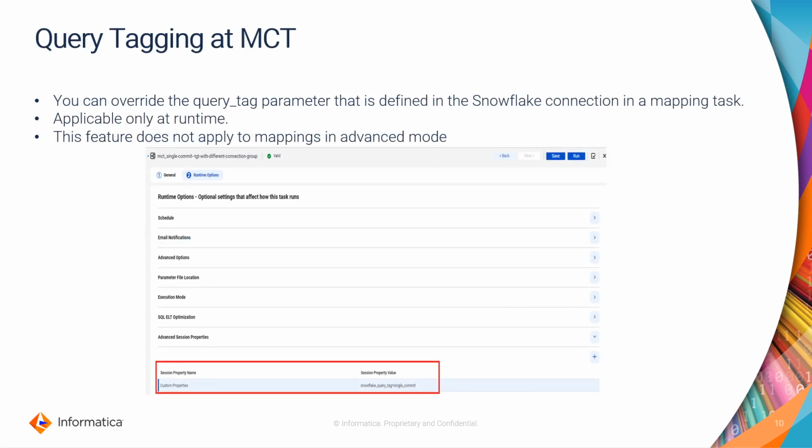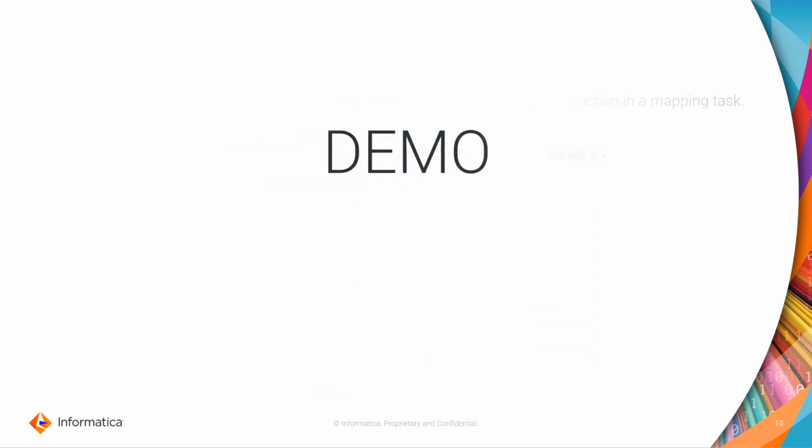Query tagging at the mapping level, that is the MCT level: you can also override a query tag parameter that is already defined in the Snowflake connection at the mapping task level. This is applicable only at runtime, and this feature is not supported in advanced mode for now. We're going to see a demo of how we can create a mapping, and then how a mapping SQL ELT runs, and then how to see those logs on the Snowflake side.